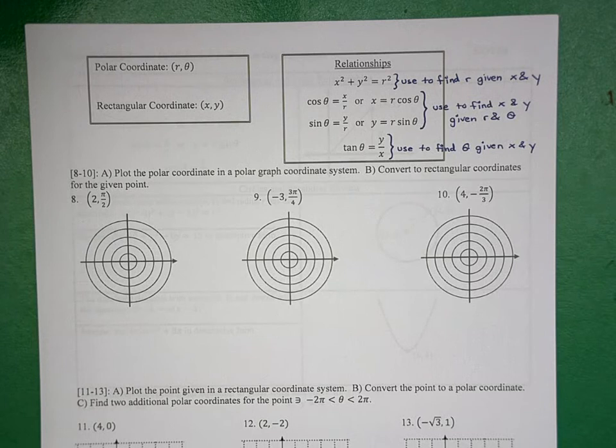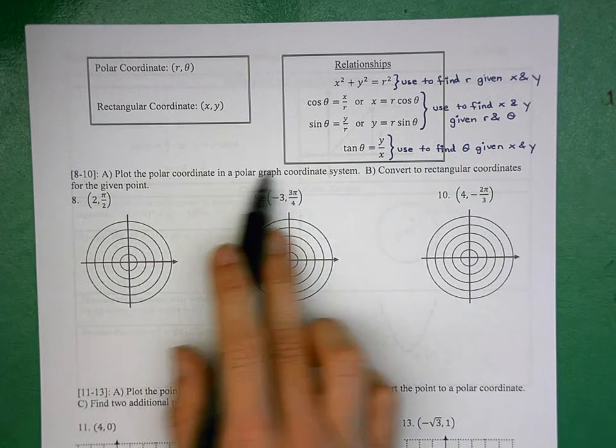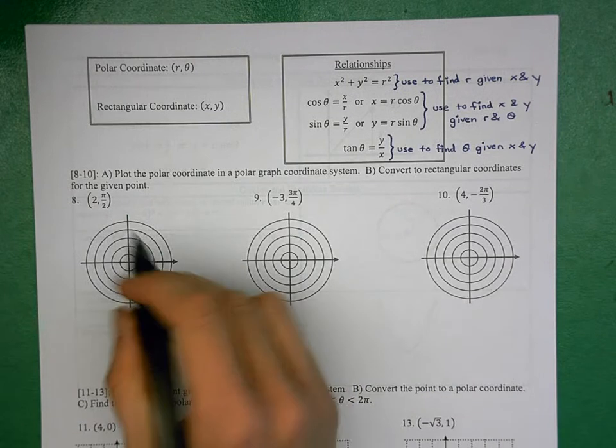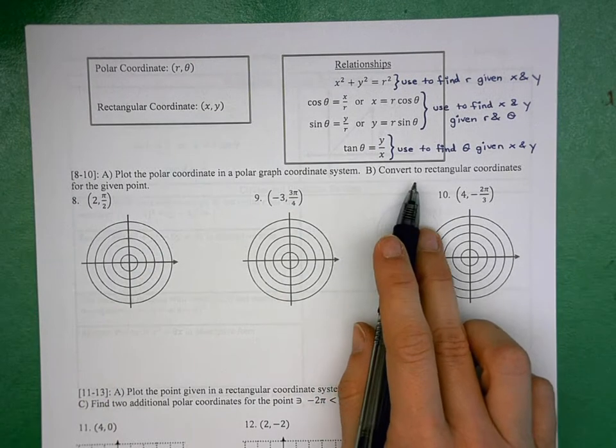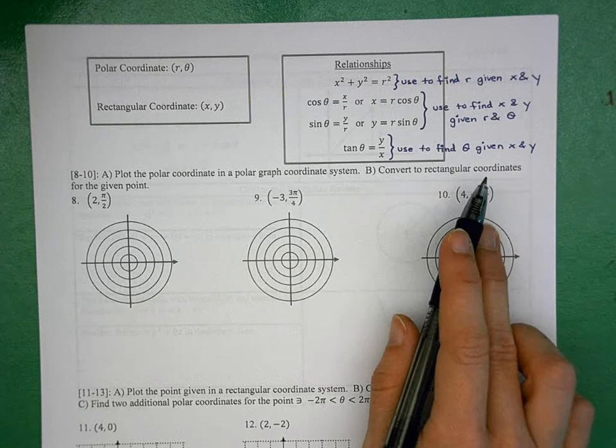Okay? So, number 8, we have two things we're going to do for each of these. First is we're going to practice plotting the coordinate points in our coordinate system. Give us some extra practice there. And then B, we are going to practice converting to rectangular coordinates. Okay? So A is up first.